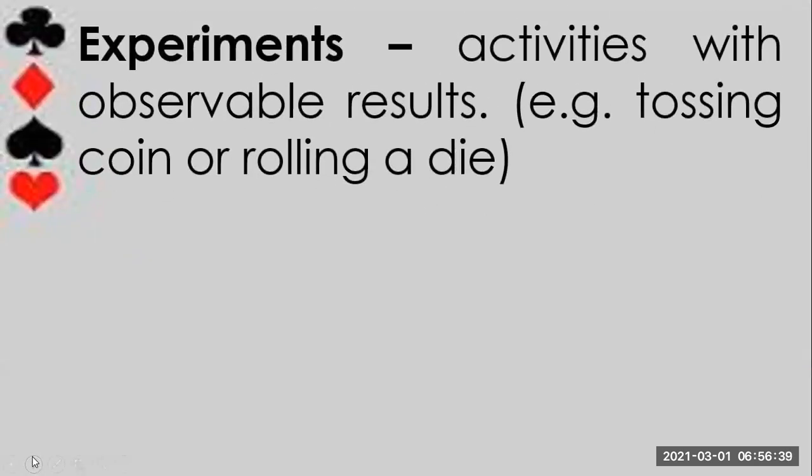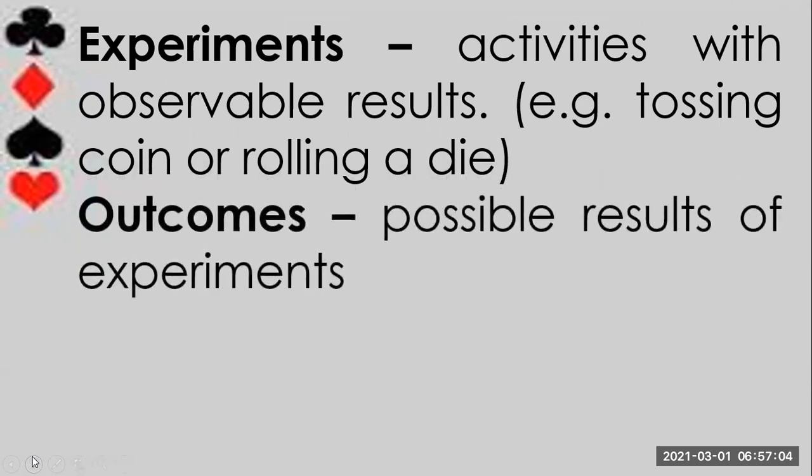So these are some of the basic terms that people encounter in this unit. So the first one we have the experiments. By definition, experiments in probability are the activities with observable results. So example given, we have tossing a coin or rolling a die. So kapag sinabi natin experiment, kumbaga ito yung action na ginagawa natin.